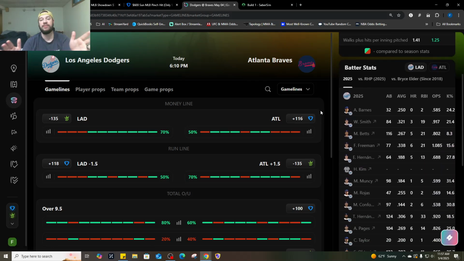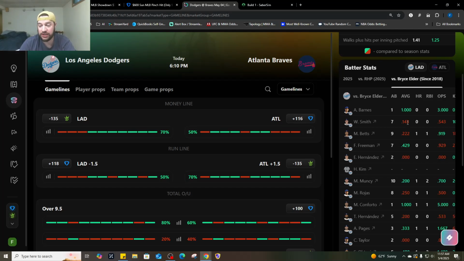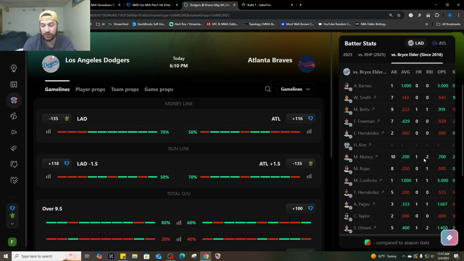So I want to look at BVP. I want to look at batter versus pitcher. I want to look at the batter splits as well. So against Bryce Elder in their career, basically 1 to 2 starts is the equivalent. We have a couple of home runs. Mookie Betts has a home run. Max Muncy has a home run. Michael Conforto has a home run. Andy Pages has a home run. And Shohei Ohtani has a home run against Bryce Elder.